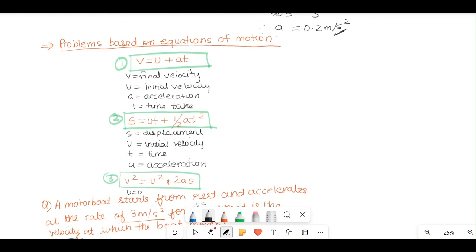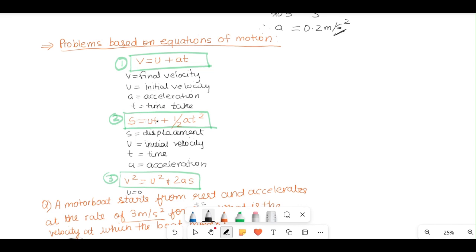Now let us further solve problems based on the equations of motion. We have got three equations of motion. The first one is V is equal to U plus AT, where V is your final velocity, U is your initial velocity, A is the acceleration, and T is the time taken. I hope this formula was clear. We'll move on to the second formula.